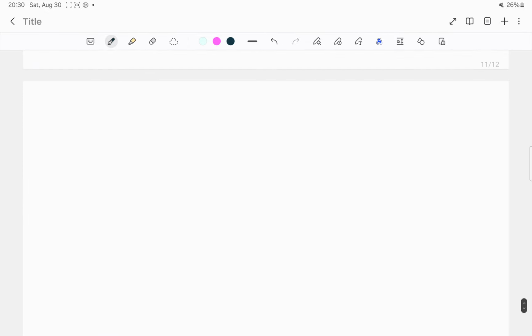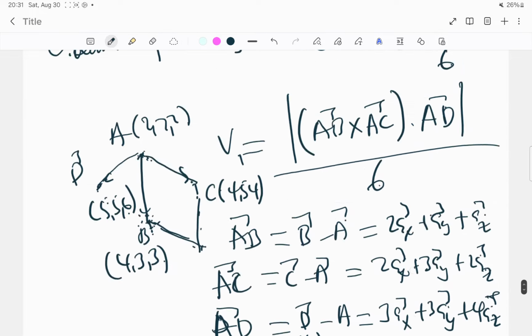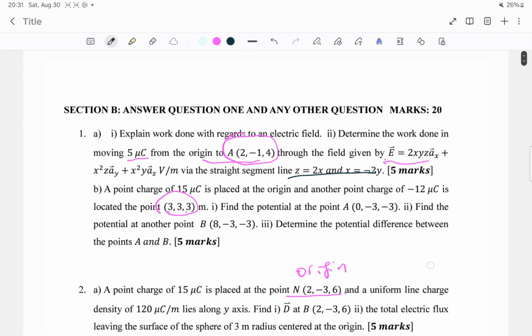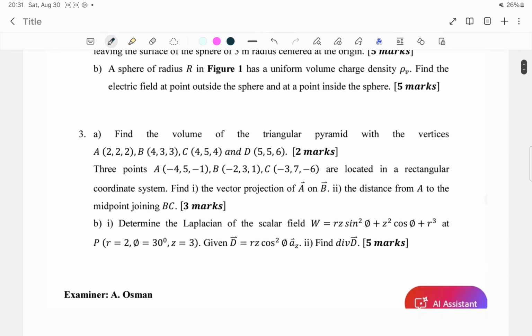Okay. Now we are done with this one. Let's go to the next question. The next one is: 3 points A (-4, 5, -1), B (-2, 3, 1), C (-3, 7, -6) are located in a rectangular coordinate system. Find the vector projection of A onto B.